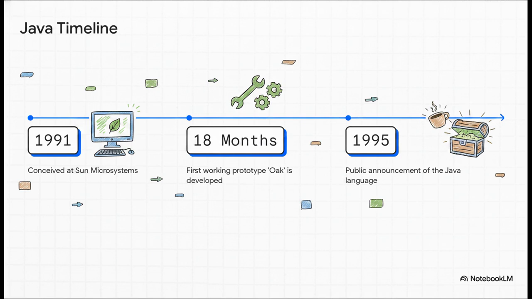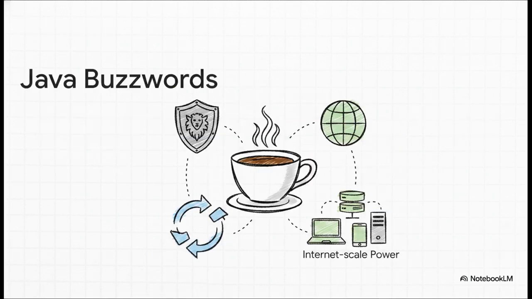Well, 18 months later, they had a working prototype named Oak, and by the spring of 1995, it was publicly announced to the world as Java. If you want to understand why Java literally took over the world, you really just have to look at these buzzwords right here. It was designed from a totally blank slate to be simple and naturally object-oriented. It's robust, meaning it handles errors incredibly well without crashing. It's multi-threaded, which allows programs to do a bunch of different things at once smoothly.